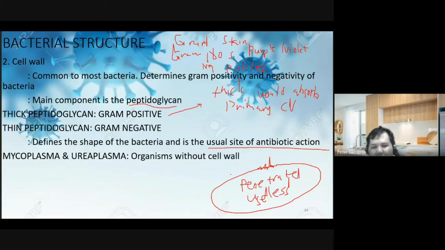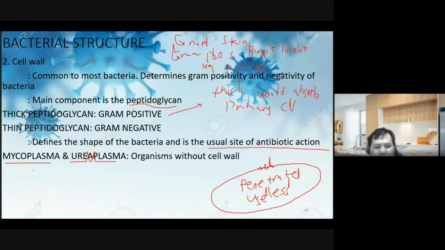Now, there are bacteria, class, that I will discuss later, that have a very thick cell wall, and some have other structures. Now, I said your cell wall is common to most but not all. There are types of bacteria that have no cell wall. They are called your mycoplasma and your ureaplasma. These are organisms without a cell wall.